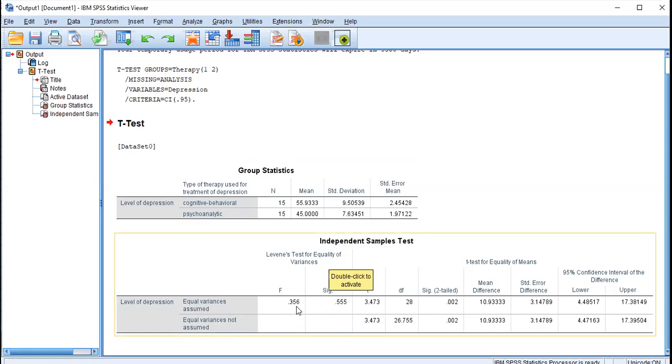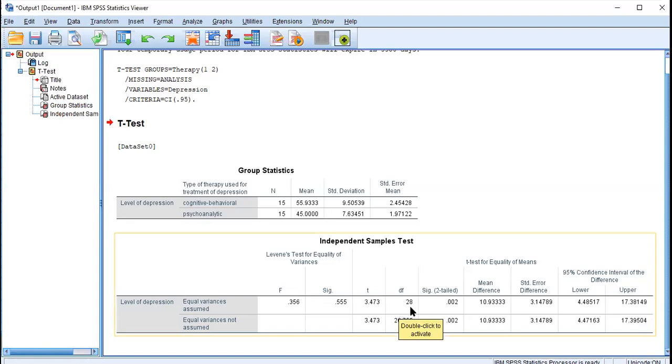If the Levene's test value is 0.05 or less, we'll be taking the bottom row. In case it is above 0.05, we'll be taking the top row. The case being the same here, we'll be taking the top row, which says that the t value comes to 3.473. Degree of freedom is 28.